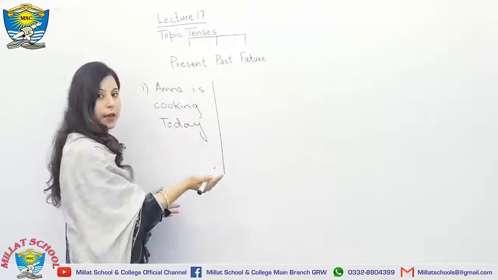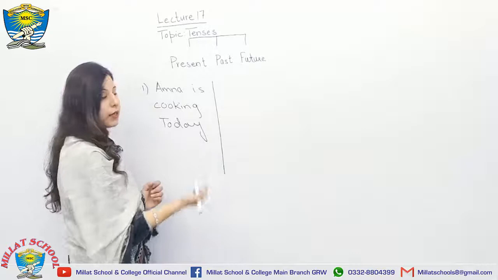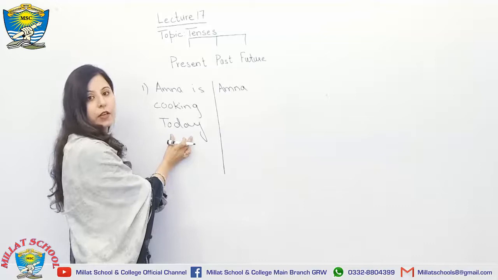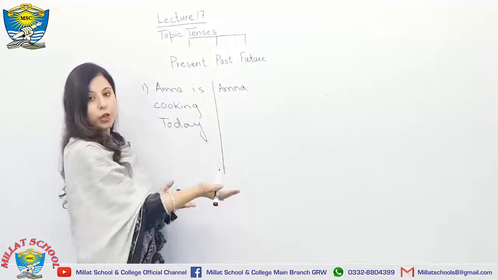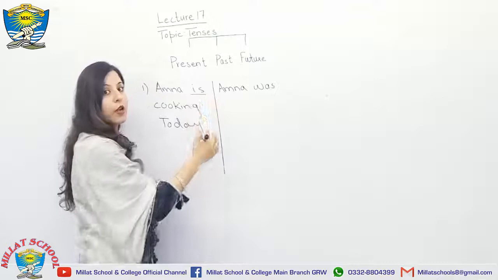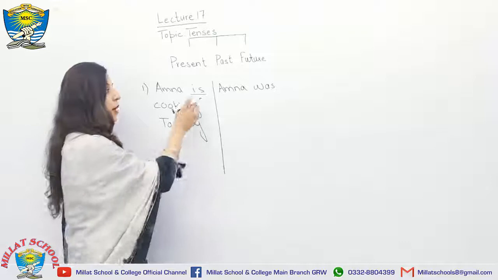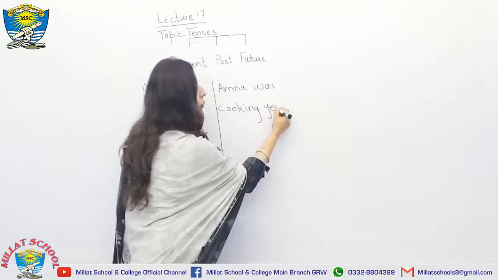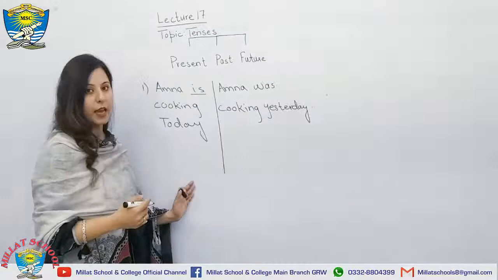But if I change it into past, how will I convert it? Like Amna cooked, but here I have added today. I have given a specific time. So I shall change it to the specific timings. How am I going to change it? I shall write Amna was. Yes, I have changed this also, because this is a be verb and we are going to discuss it later in the next lecture, in which you will understand more helping verbs. That is, Amna was cooking. And today will be changed to yesterday, exactly, because we are talking about a specific time. Yesterday, Amna was cooking. Amna is cooking today and Amna was cooking yesterday.